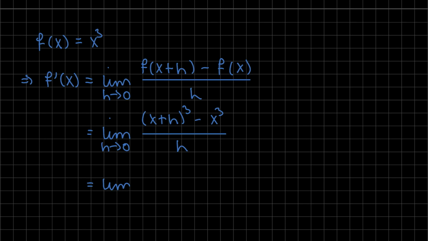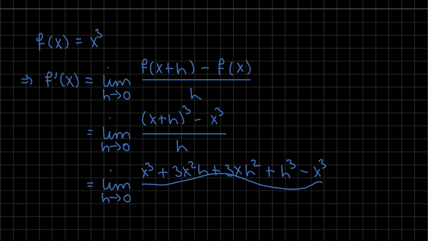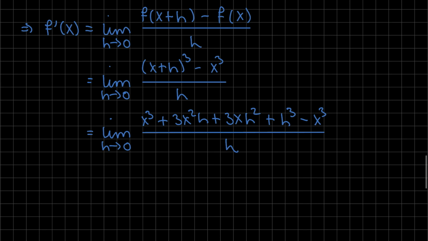And this is equal to the limit as h tends to 0 of x cubed plus 3x squared h plus 3xh squared plus h cubed, sorry, and then minus x cubed. So here I've just expanded the brackets. You have to know how to expand a cubic polynomial, and all this is divided by h. And we see how the x cubes cancel out.